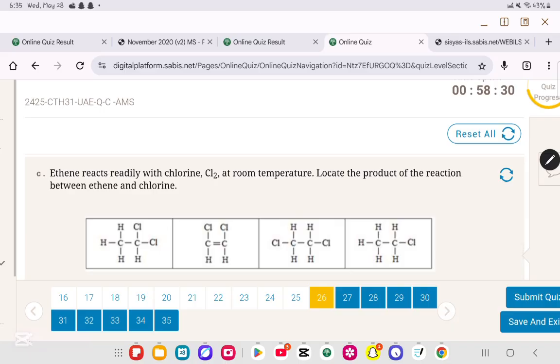Now, ethene reacts readily with Cl2. So ethene, again, it is C double bond C and then the 4 H's.